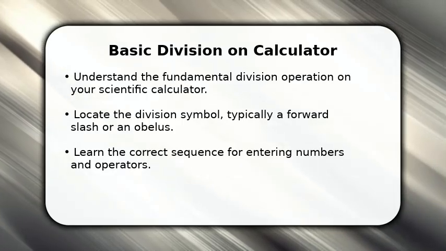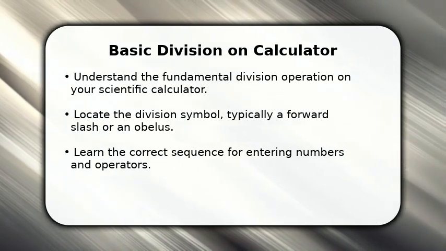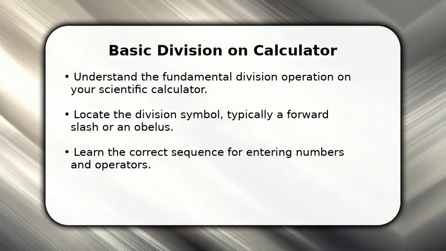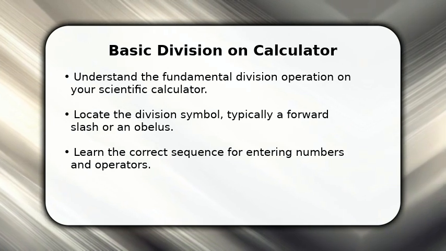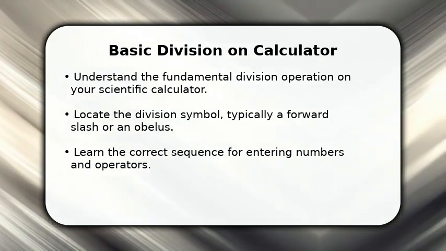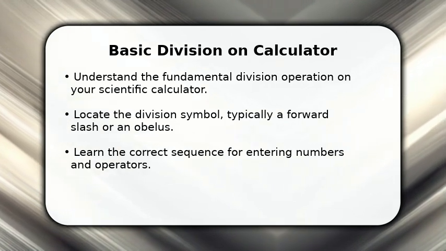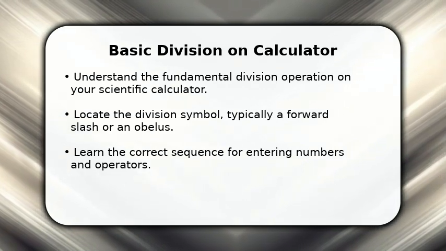In this video, I will explain how to do normal division on a scientific calculator. We will cover the essential steps to perform this basic arithmetic function accurately. First, identify the division key, which often looks like a forward slash or a small line with two dots. Knowing its location is the first step to confidently dividing any two numbers. We will ensure you understand the proper input order for precise results.